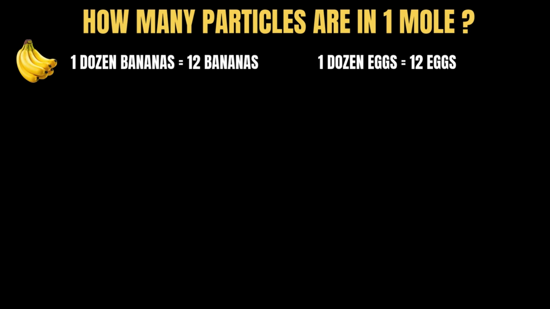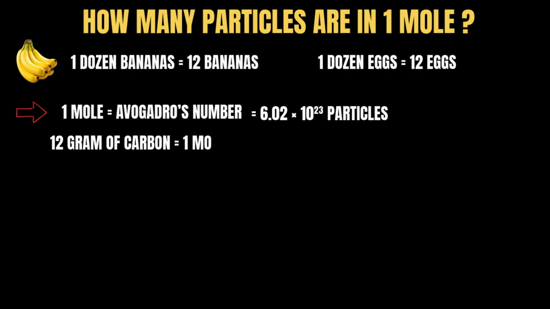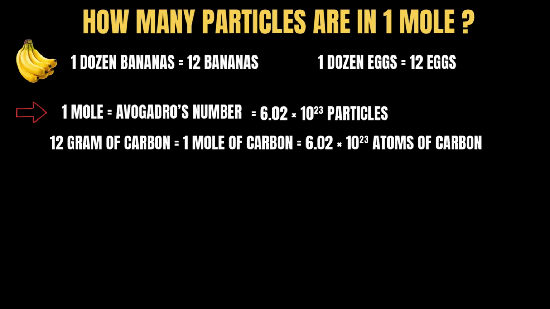You must keep in mind that in 1 mole of any substance, the number of particles is always equal to Avogadro's number, and Avogadro's number is 6.02 × 10^23. This means 12 grams of carbon is equal to 1 mole of carbon, and this is equal to 6.02 × 10^23 number of atoms of carbon.